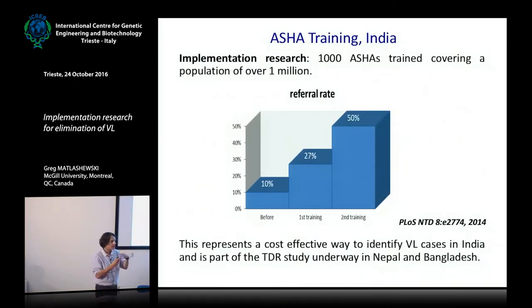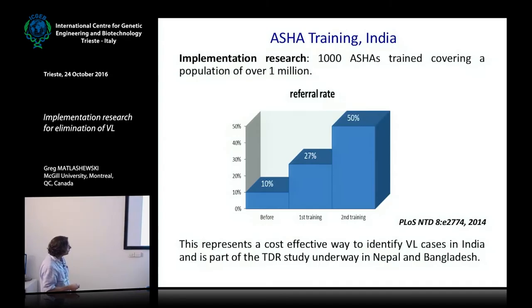And it's not enough to just train ASHAs and say, okay, now we've done the job. You actually have to see if it's working, if this training program is making any difference. So we did an analysis to see how many people were being referred by ASHAs to the PHCs for treatment before the training, and it was about 10%. So only 1 out of 10 people were being referred by ASHAs before training. After training, in those areas where we provided training, about half of the people are now being referred by ASHAs. So we're starting to have a much better way of moving people into the PHCs.